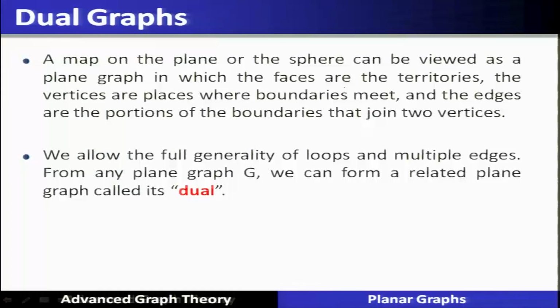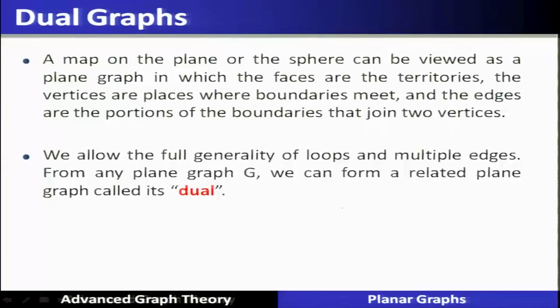Dual graphs. A map on a plane or a sphere can be viewed as a plane graph in which the faces are the territories, the vertices are the places where the boundaries meet, and the edges are the portions of the boundary that join two vertices.